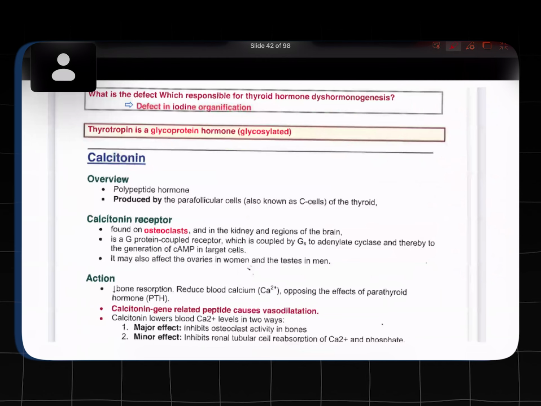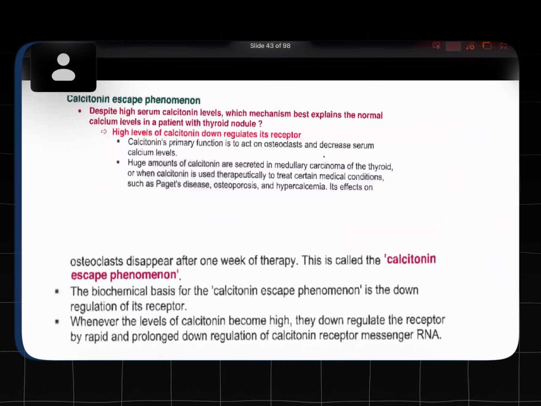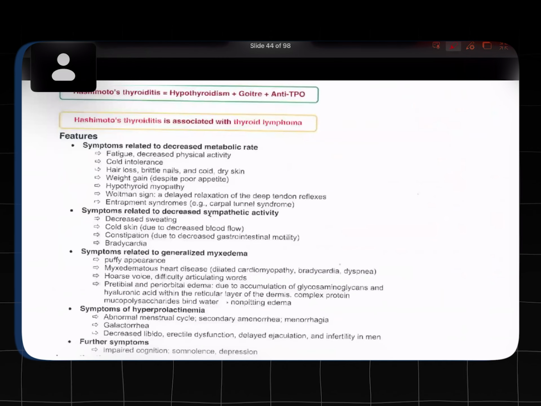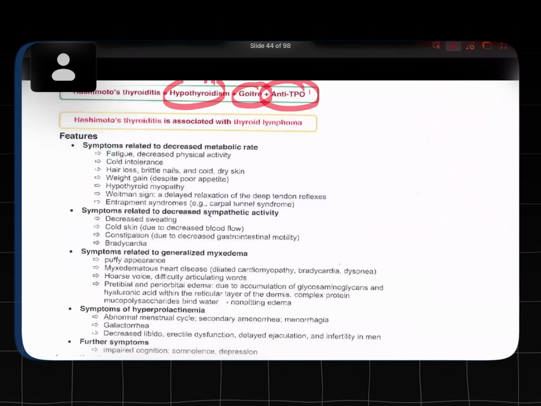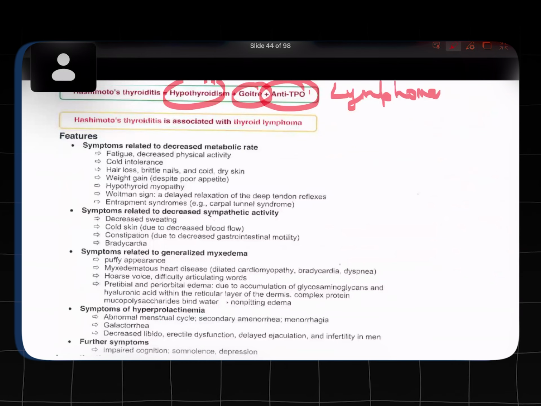Yeah. So here the most important part is Hashimoto's thyroiditis. If the patient has a goiter with hypothyroidism with anti-TPO, and suppose the patient has some sort of lymphoma, then the diagnosis is Hashimoto thyroiditis with lymphoma.